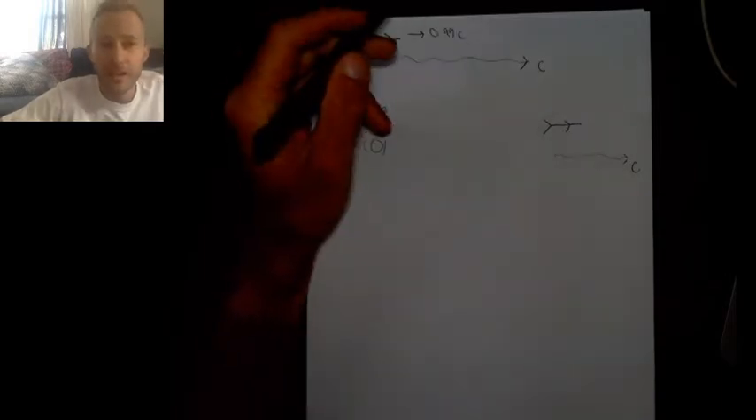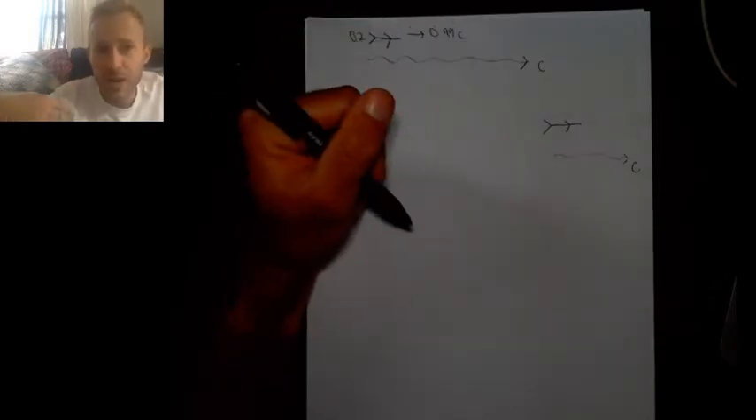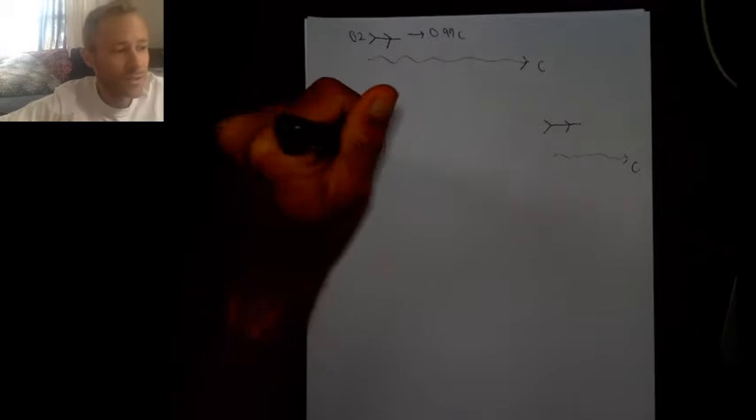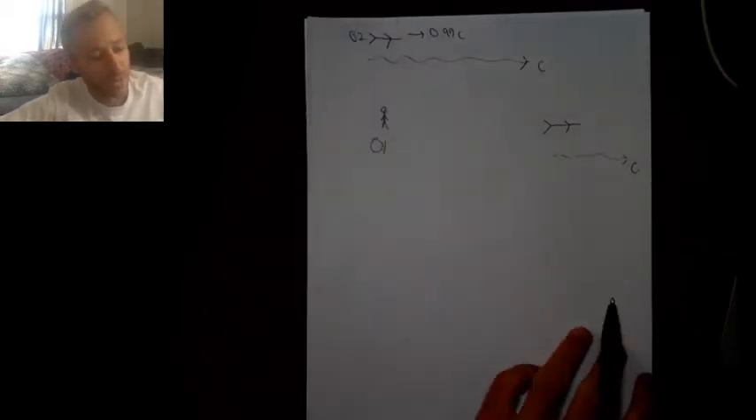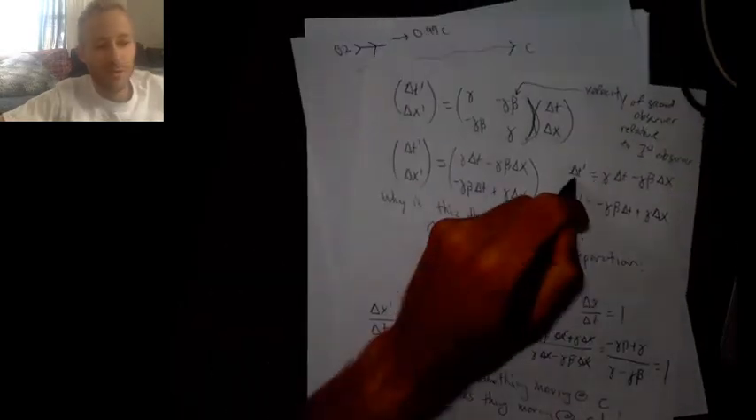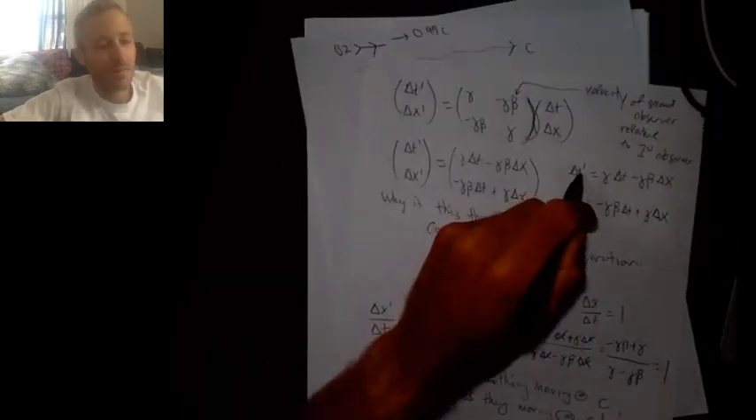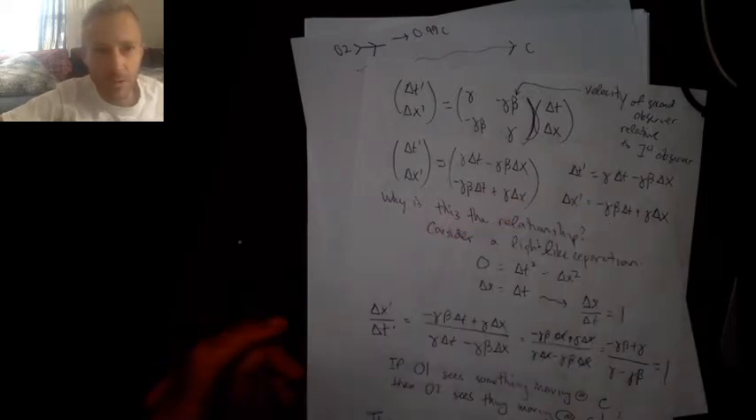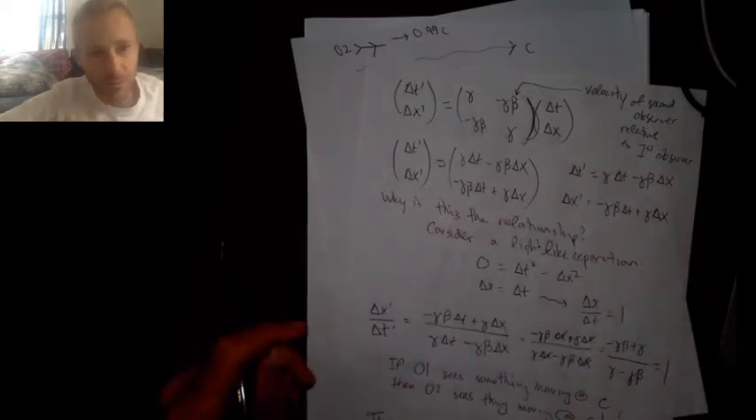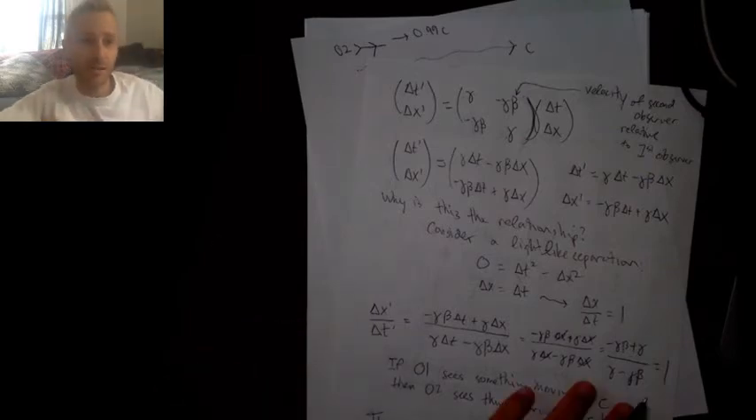But the reason that is true is because the rate of flow of time is different for O1 and O2. See how, according to the Lorentz transformation equation, the rate of flow of time is different. See how this has a delta t prime, and this one has a delta t, but this has a gamma in front. So the rate of flow of time is different depending on who you are.